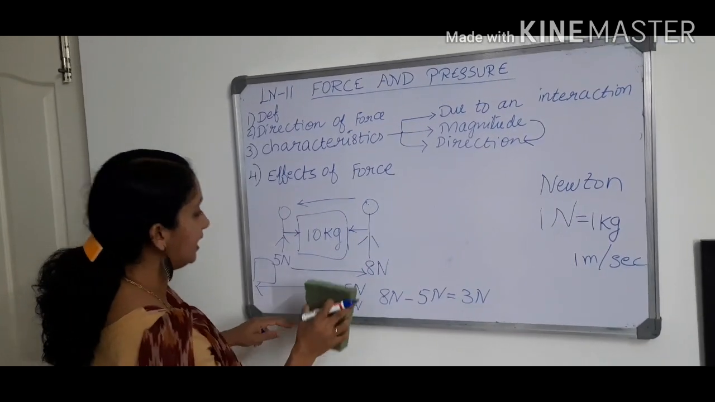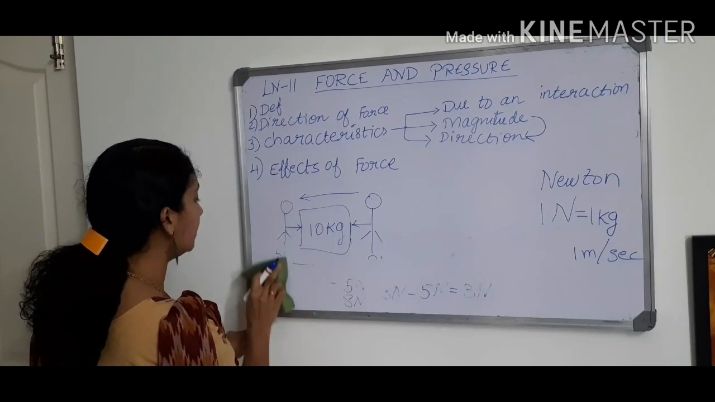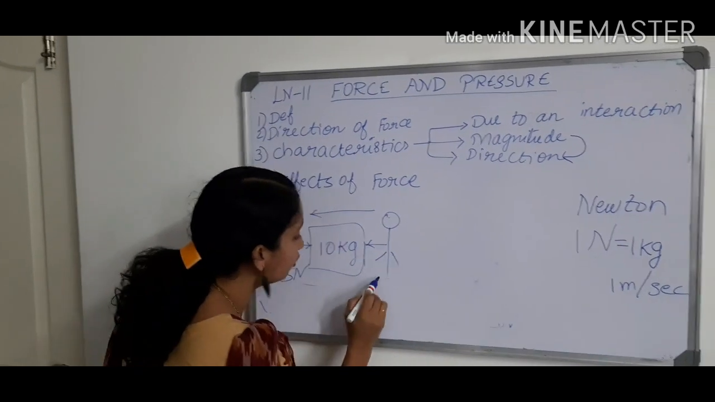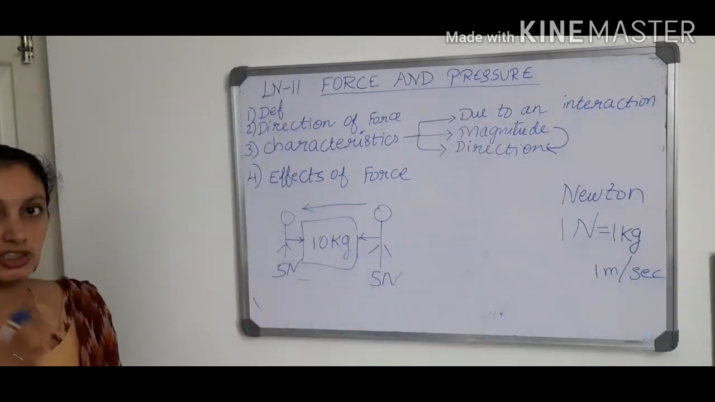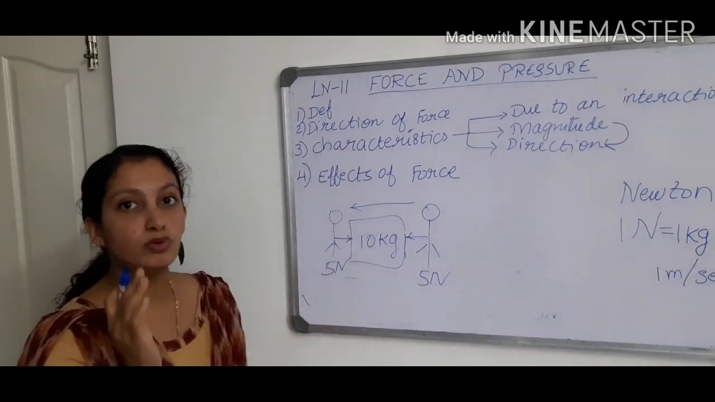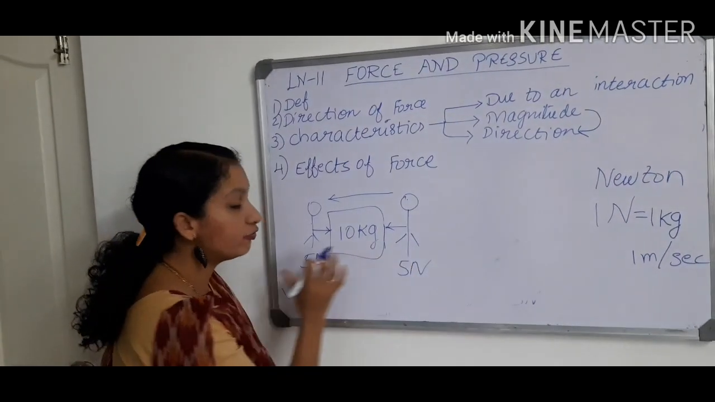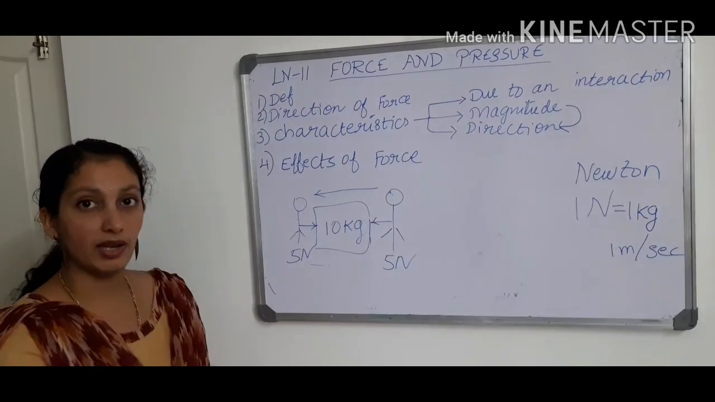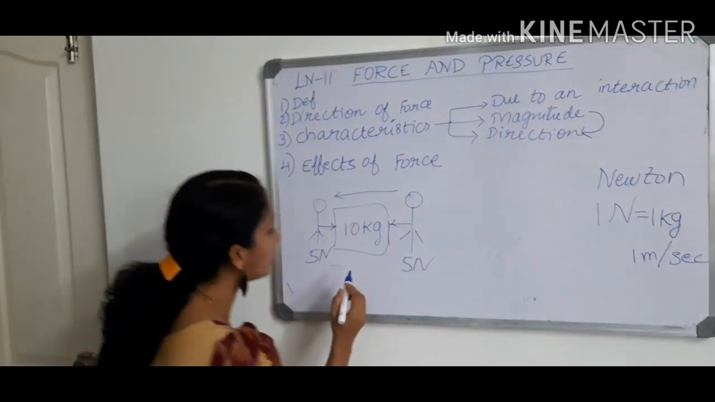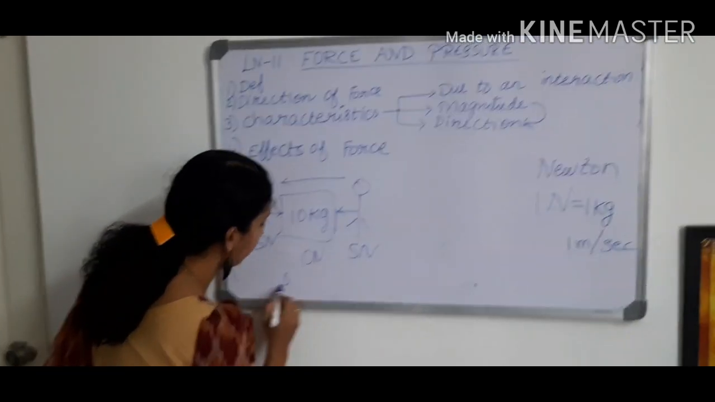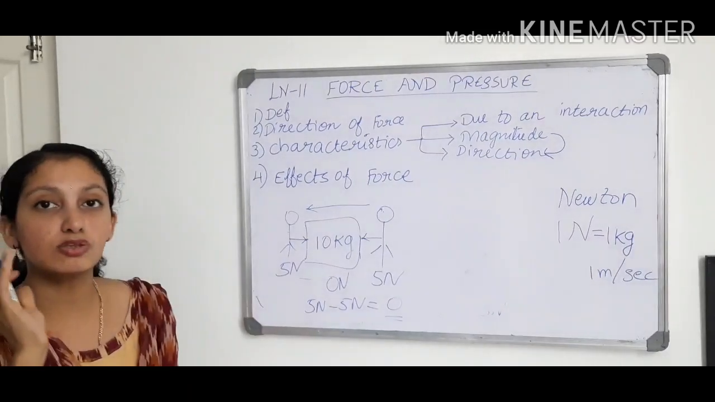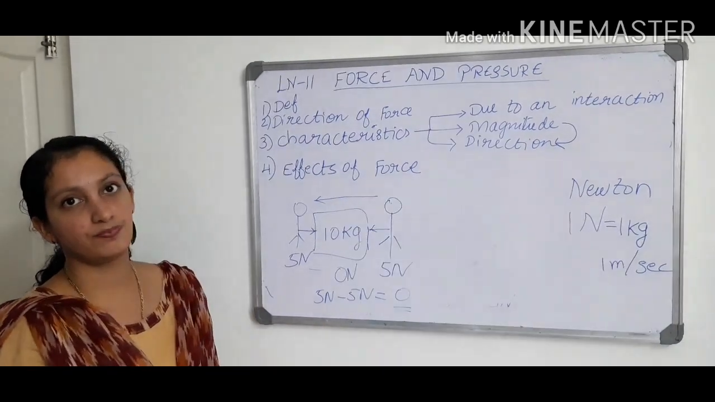The third example is where the first and second person are standing and both are applying 5 Newton force. In which direction does the movement happen? There is no movement, because both are applying the same force. The resultant force, or the net force, is equal to 0 Newton. 5 Newton minus 5 Newton is 0, so there is no movement, there is no motion.